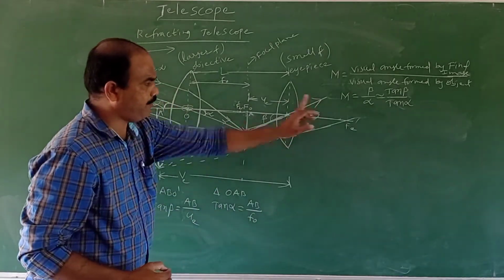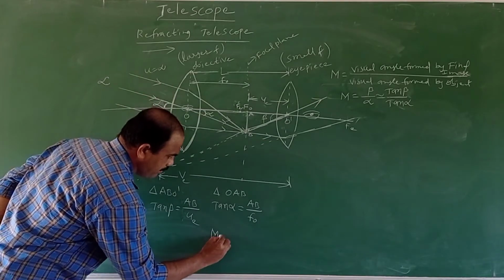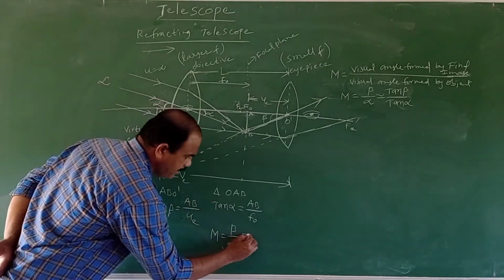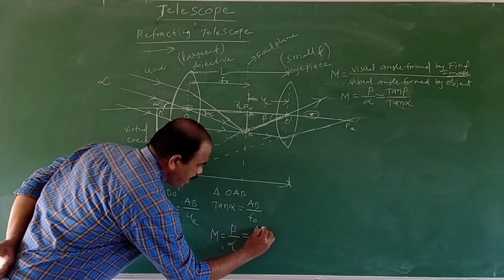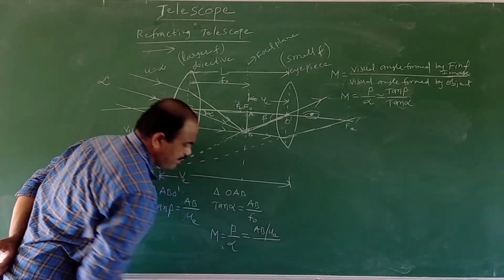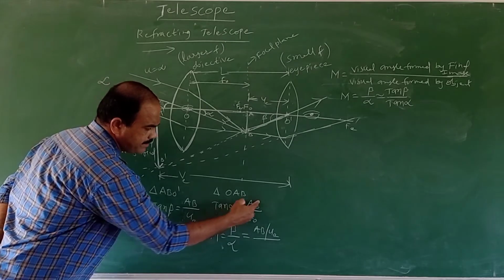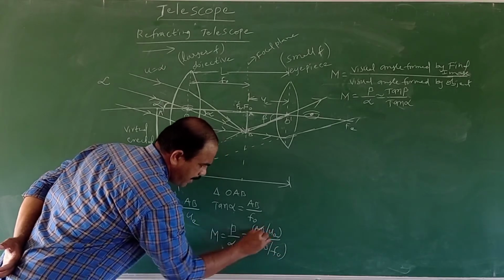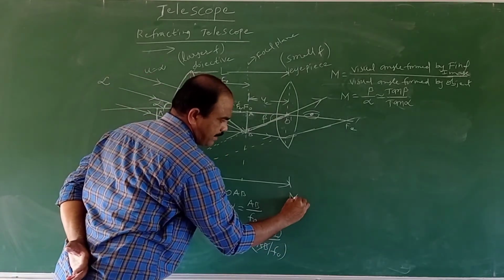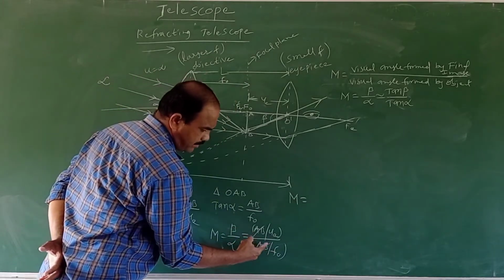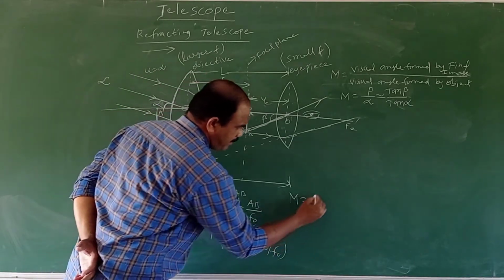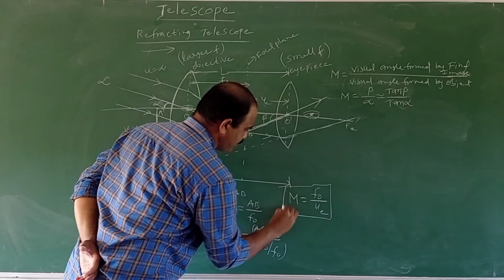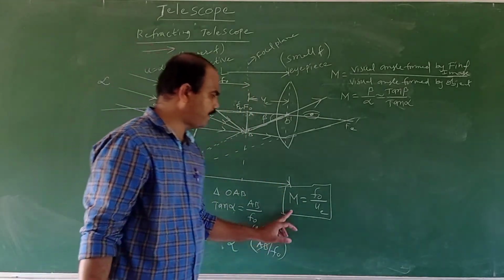But what is the magnifying power? The magnifying power M equals beta by alpha, because tan beta can be taken as beta and tan alpha can be taken as alpha. Beta is AB by u_e, divided by alpha, which is tan alpha, AB by f_o. So AB will be cancelled. Then what is the magnifying power? The denominator goes to the numerator, so it is f_o by u_e. This is the magnifying power of the telescope.